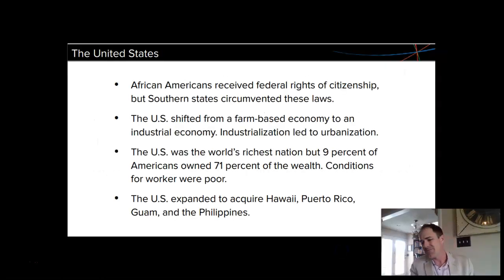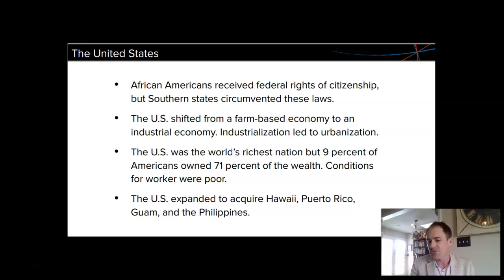All right. Lastly, United States. We can't leave off our own country. Remember, they fight a major war, the Civil War between 1861 and 1865, over the issue of slavery. And as a result of that war, the 13th, 14th, 15th Amendments are passed. African Americans are given rights of citizenship, though those rights are quickly taken away in the southern states.